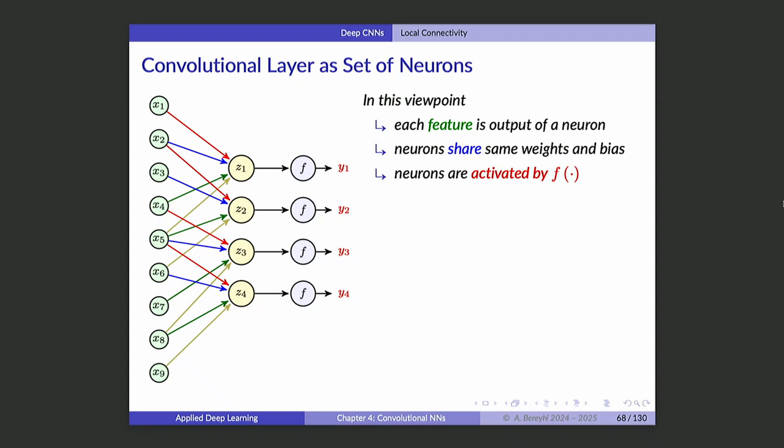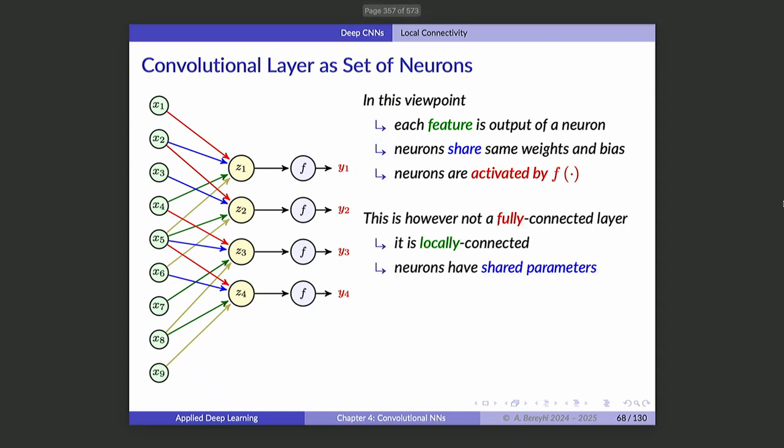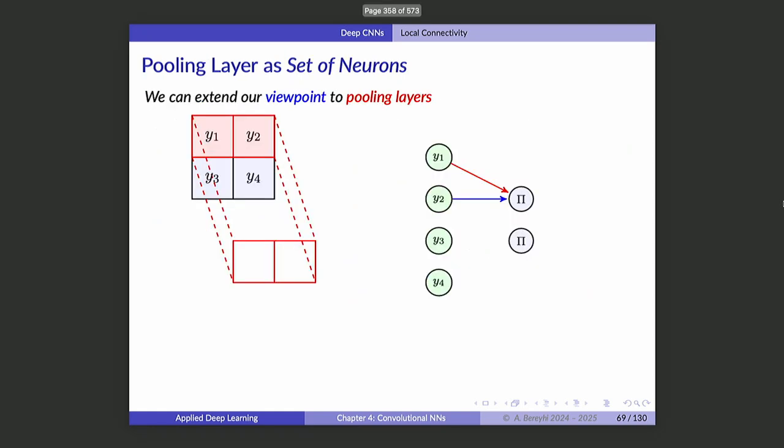Correct? So all of them are the first weight on your filter. Once you change that weight on your filter, all of these links are going to change. So they are sharing weights, and this is not a fully connected layer. It is locally or partially connected, and the neurons have shared parameters. This is why we say that a convolutional layer is essentially a feed-forward layer which is partially connected, some people say locally connected, and shares weights.